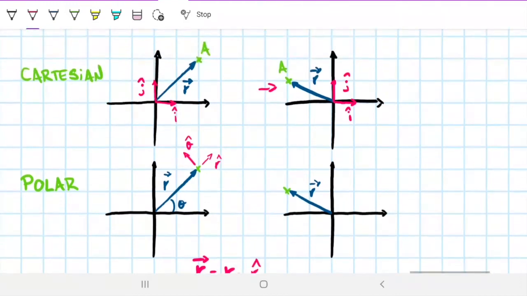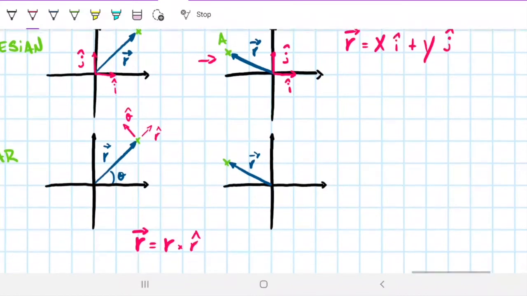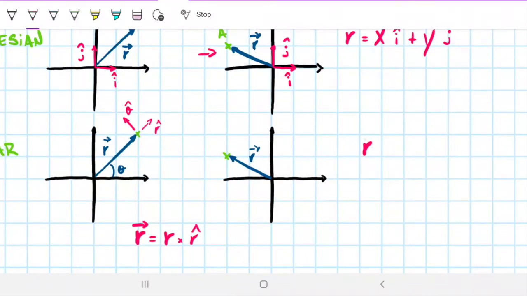Okay, so as before on the Cartesian, what we had was that for any r vector that we wanted to define, what we need to do is give it a number, a scalar, on the i direction, and also give it a number, a scalar, on the j direction. Right? On the polar system, things are simpler, because we just need to give one scalar, r, and multiply by r hat.